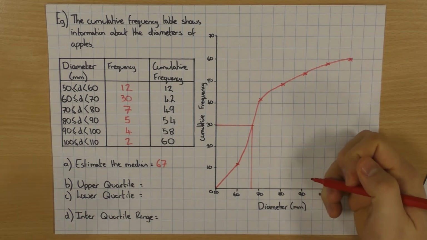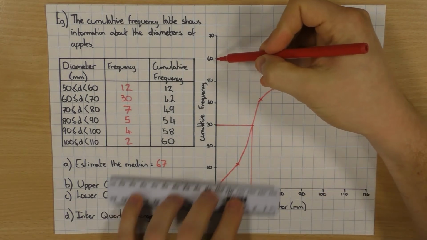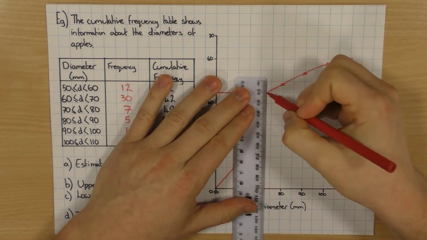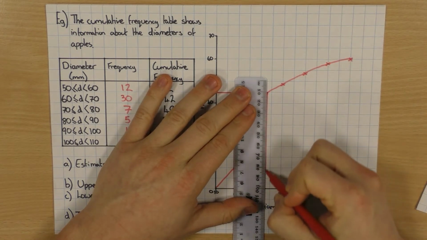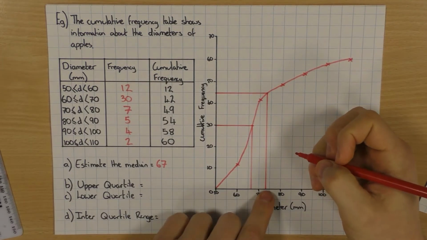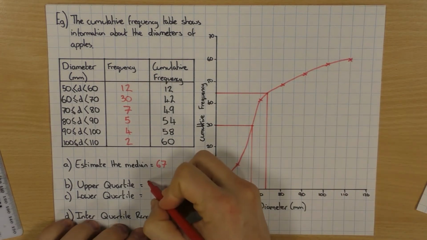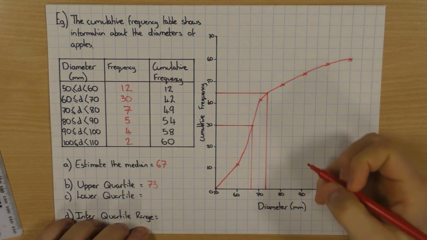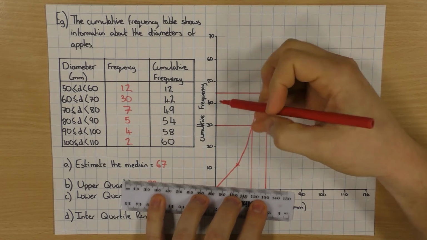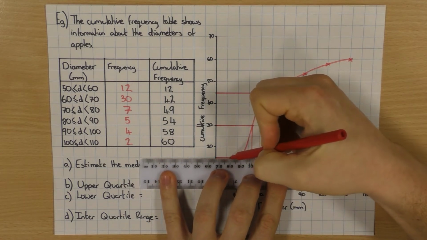Upper quartile, so 3/4 of the way. So 3/4 of 60 is 45. And then go down. So that's going to be 73, I reckon. Let's go 73. And the lower quartile, again, is 1/4. So 1/4 of 60. So 60 was the total, so 1/4 of that is 15.